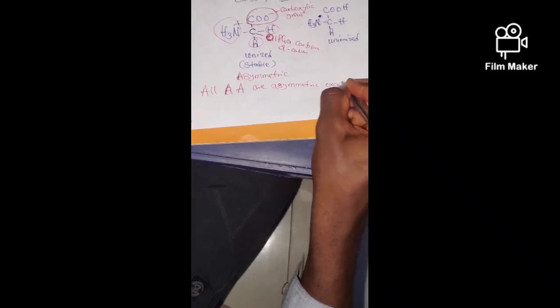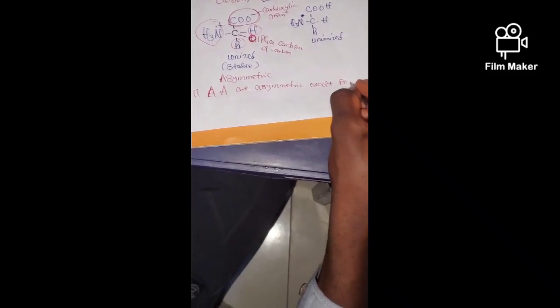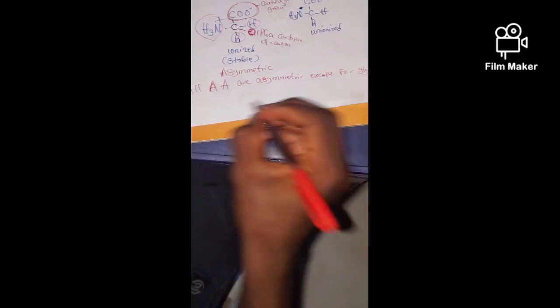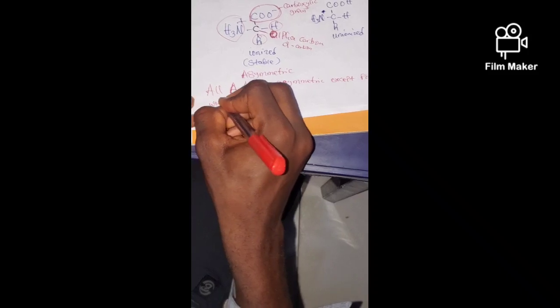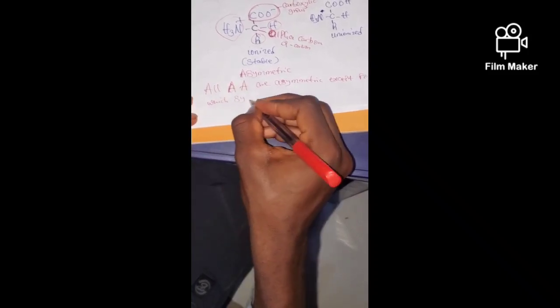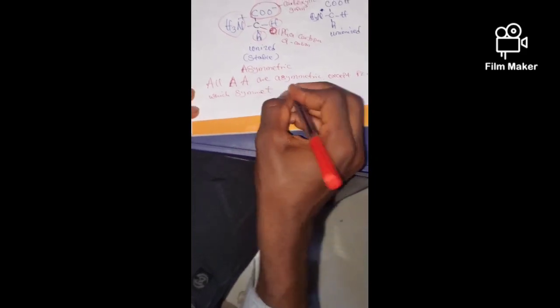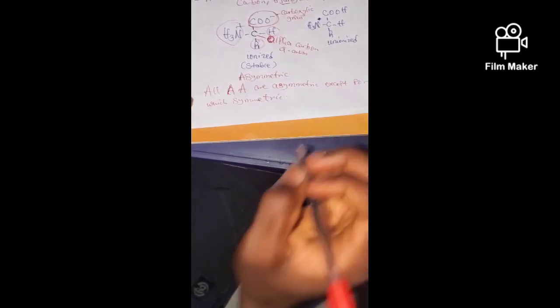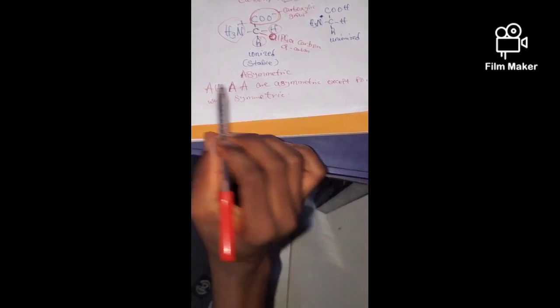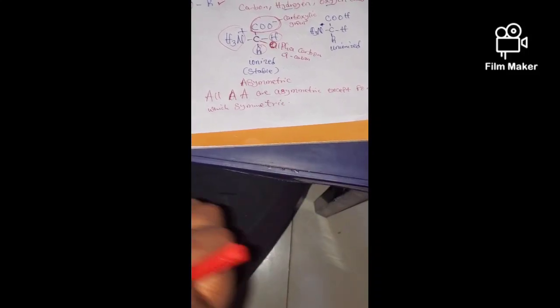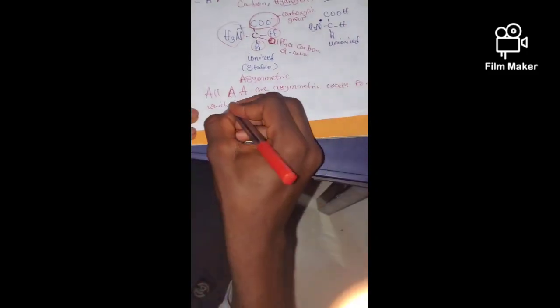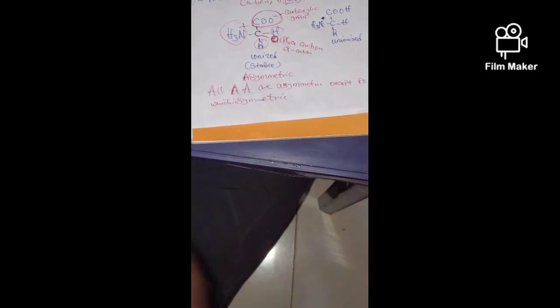Except for glycine, which is symmetric. So you should take note of this. All amino acids are asymmetric except for glycine, which is symmetric. You should take note of that. Very, very important. All right.